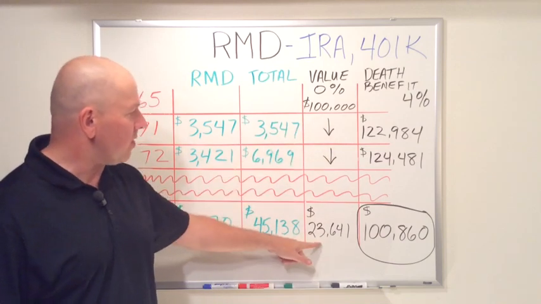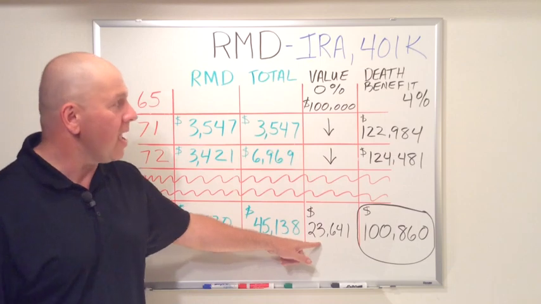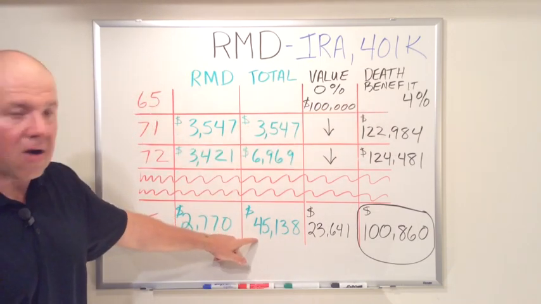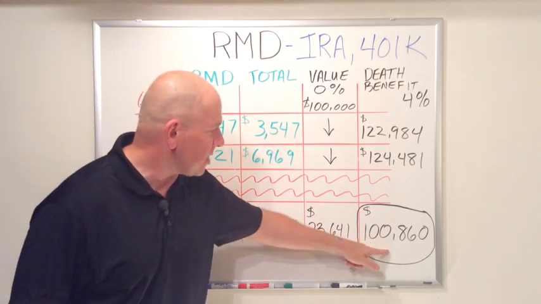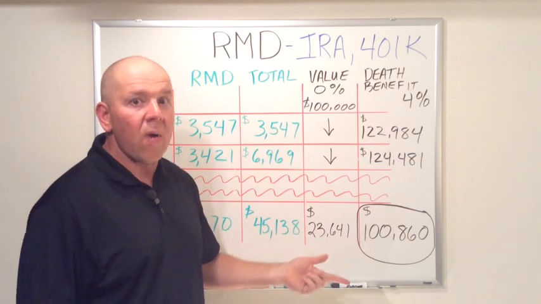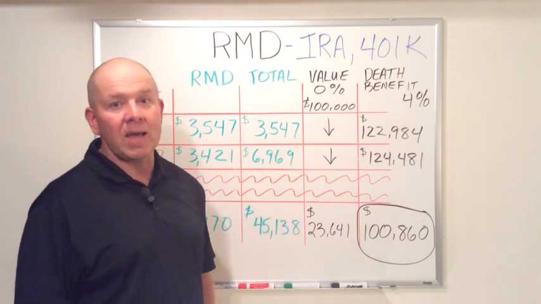The account value is worth $23,641, but because of the death benefit, he took out $45,000 in RMDs, and he dies, and he still passes on $100,860. The death benefit keeps up with the required distribution because it keeps growing at 4%.